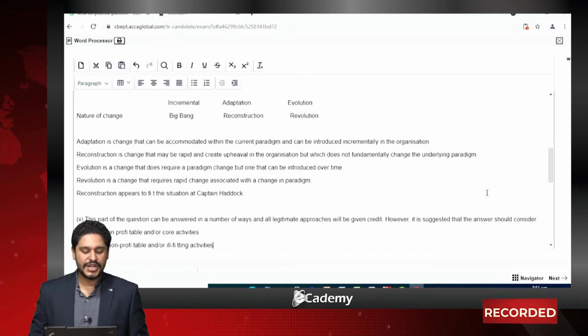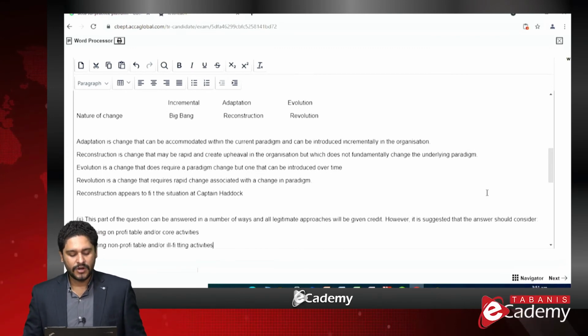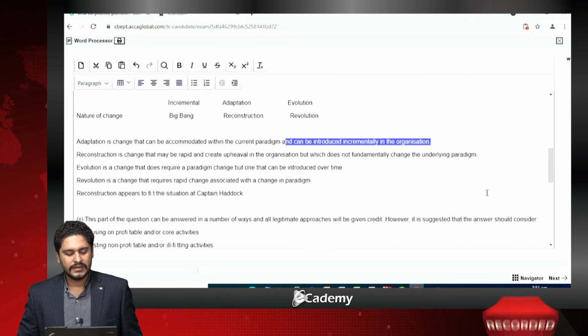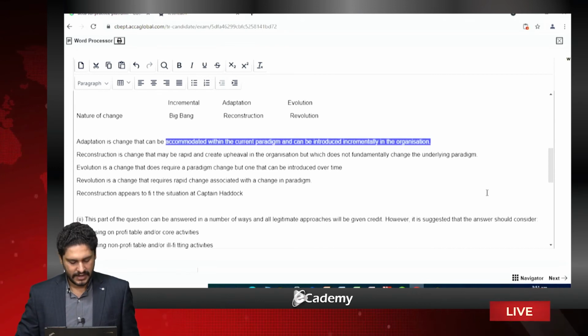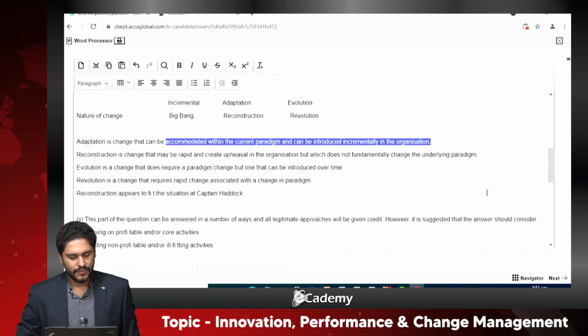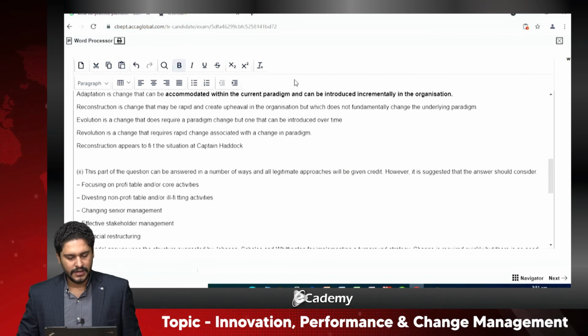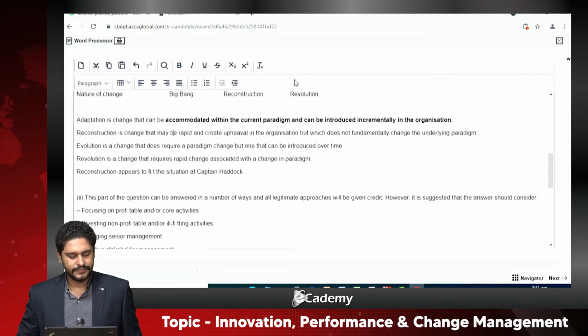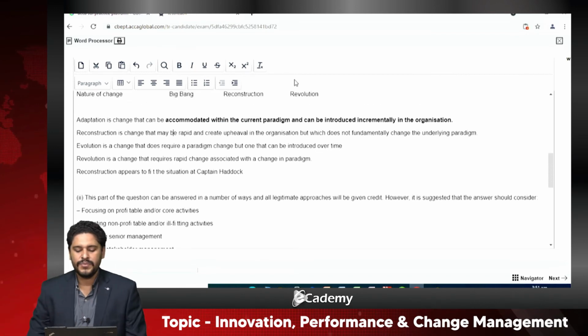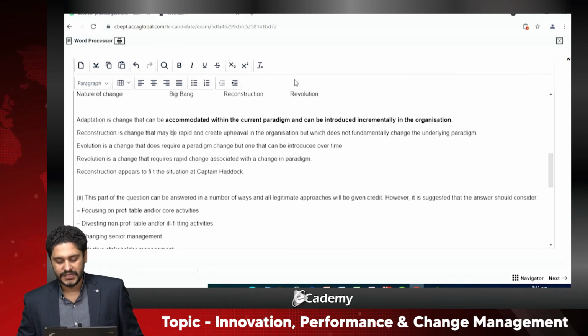Adaptation is change that can be accommodated within the current paradigm and can be introduced incrementally in the organization. So this is a change which can be accommodated easily and can be introduced incrementally within the organization.